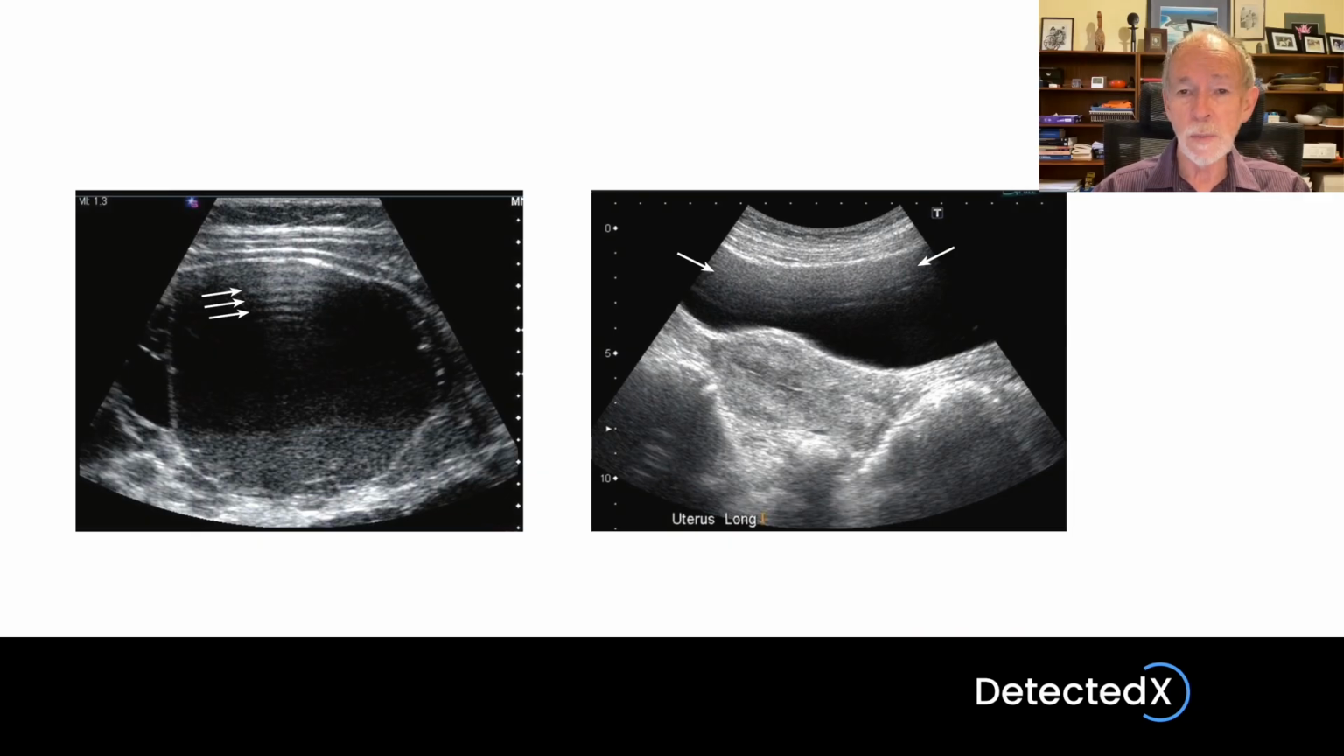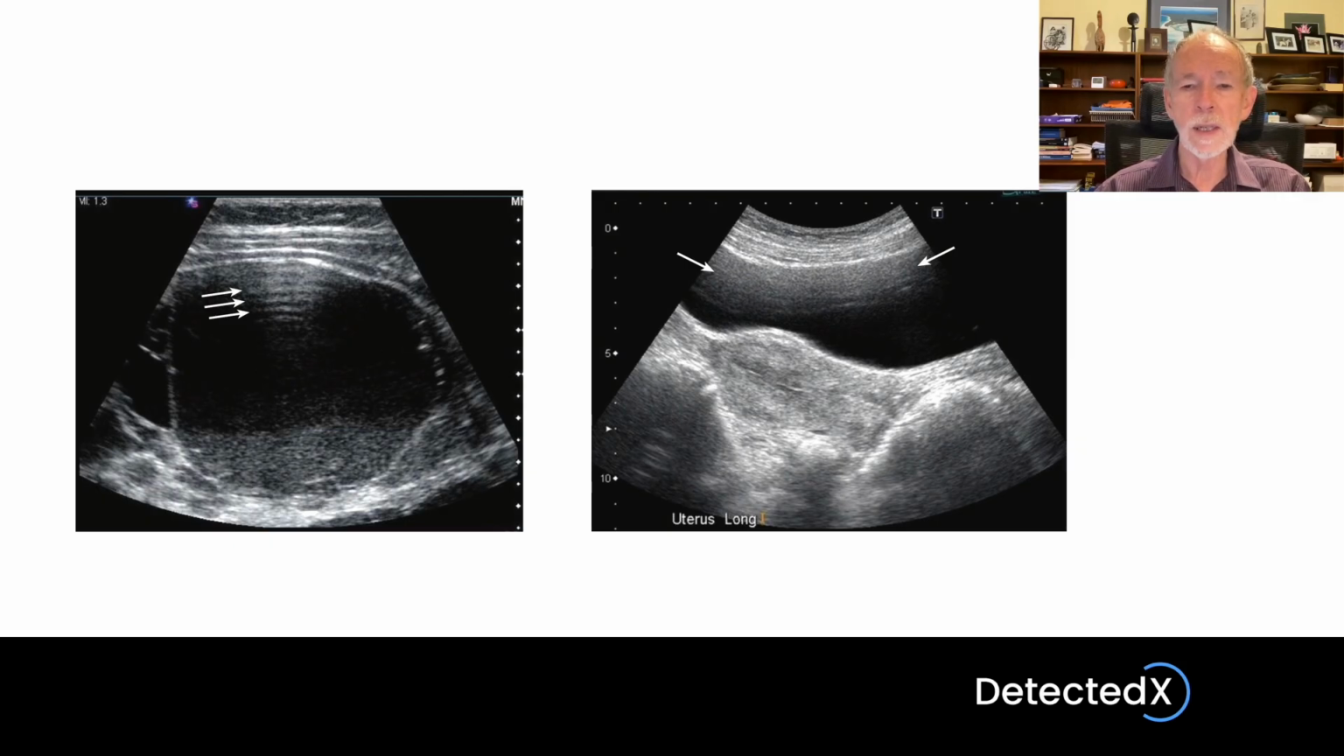So, as with many other artifacts, it may be that you can only really see artifact echoes and understand what they are and where they're coming from when they fall into areas that should be echo-free.